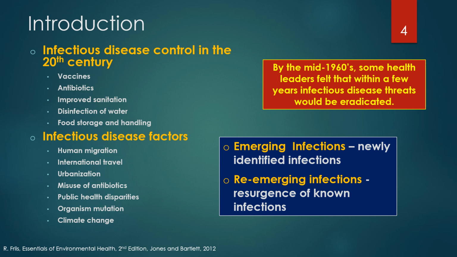That didn't happen due to several factors, including human migration, international travel, urbanization, misuse of antibiotics, public health disparities, organism mutations, and climate change, etc. The terms emerging and re-emerging infectious diseases are used to describe newly identified infections and the resurgence of known infections. This session will focus on zoonotic and vector-borne diseases that are often influenced by environmental factors.